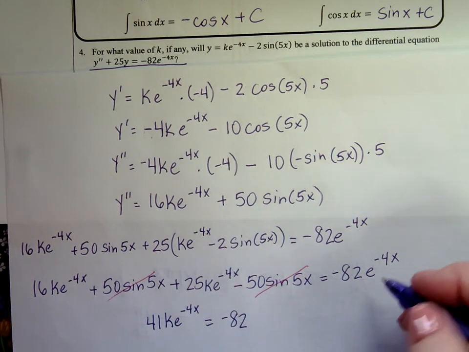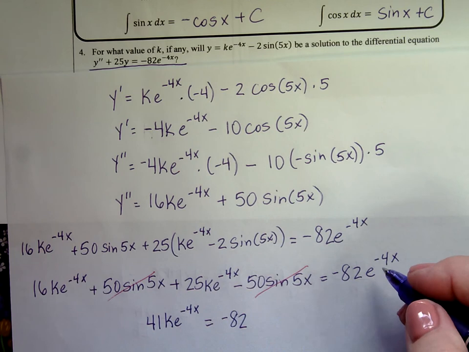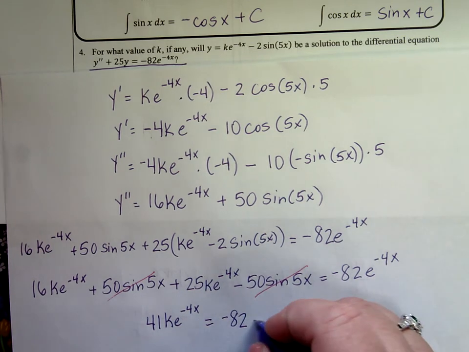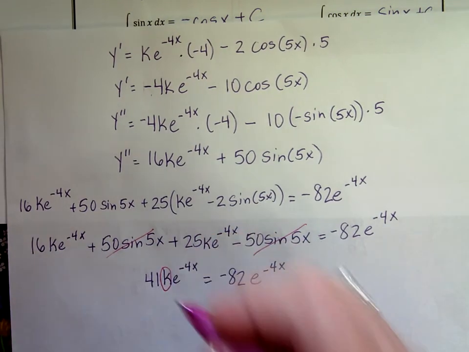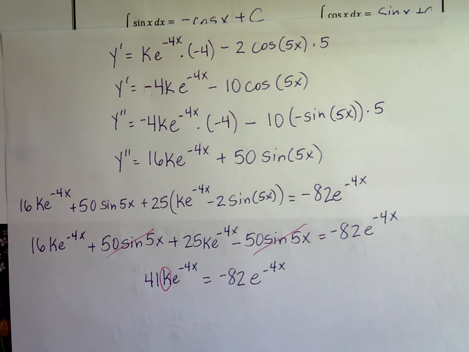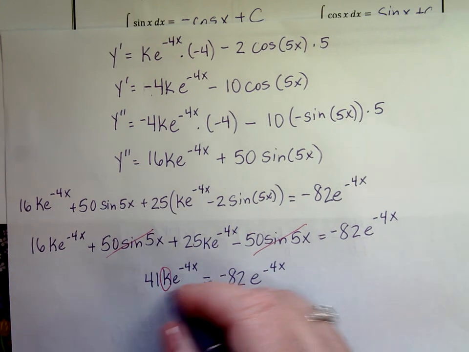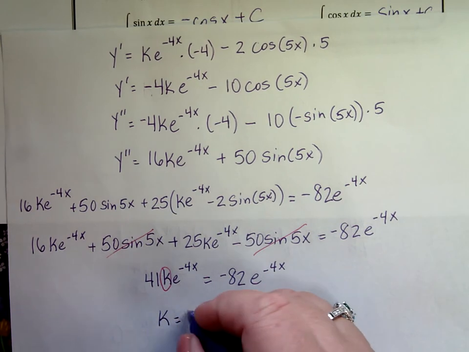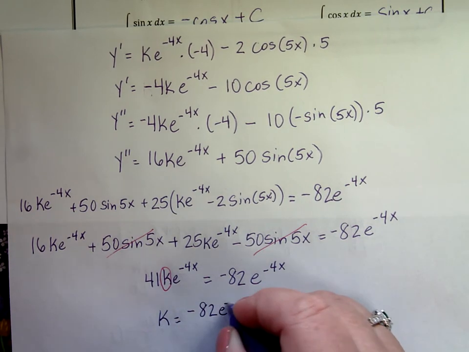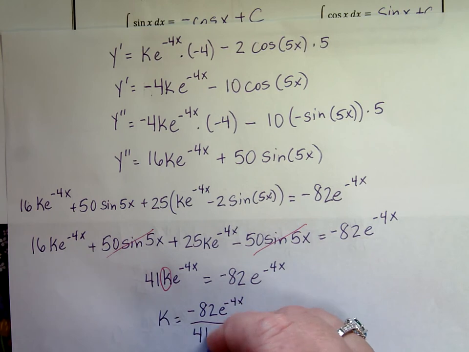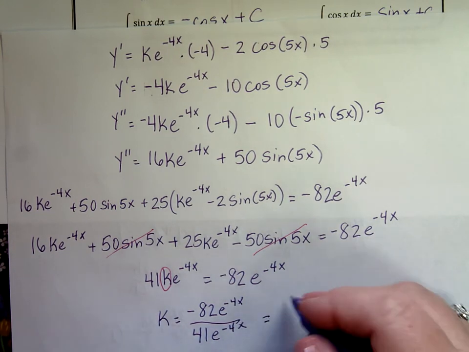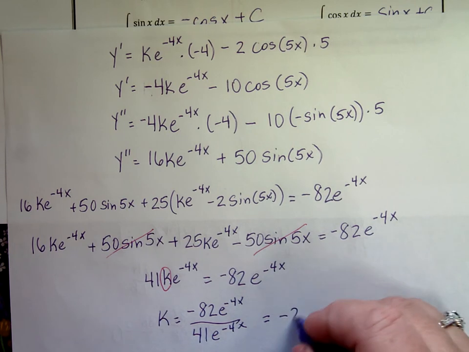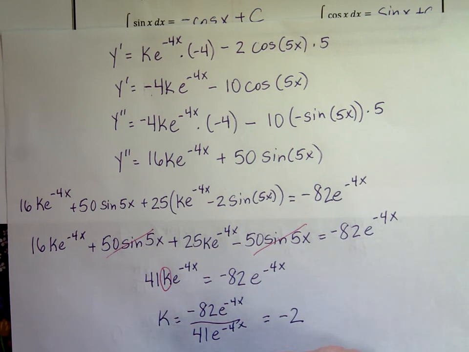I think I forgot the k. No, 80. Yeah, 82. No, I didn't. 82 e to the negative 4x. Now think about this for just a second. If you're trying to solve for k, what are you going to do with the 41 e to the negative 4x? You're going to divide by it because they're all attached by multiplication. So k equals negative 82 e to the negative 4x over 41 e to the negative 4x. Cancel, cancel, cancel. Negative 82 over 41 is a negative 2. So k equals negative 2. All of that for that piece of information.